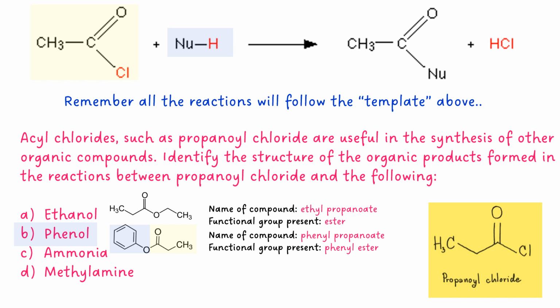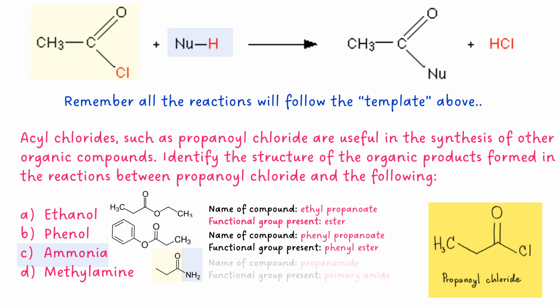There's no real difference between phenyl esters and other esters. It's just phenyl esters have a benzene ring directly attached to the ester functional group. So if we take ammonia this time, ammonia is the nucleophile. So the propanoyl chloride is going to be responsible for the yellow part of the molecule. The ammonia will be responsible for the blue part. So this will be called propanamide, and this is a primary amide like we talked about before.